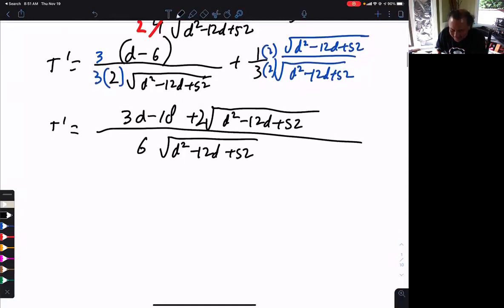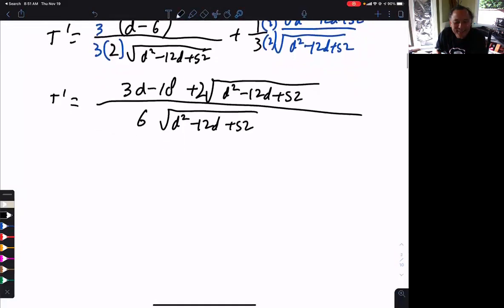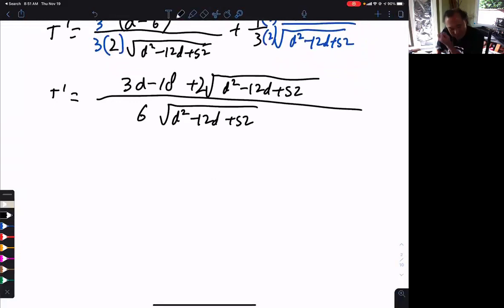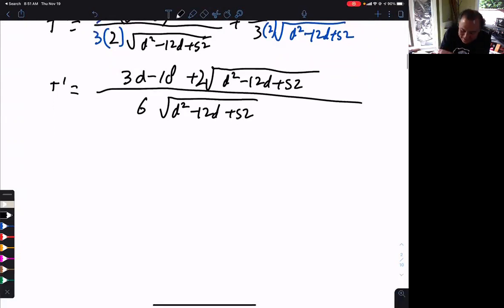Okay, this is getting crazy. Are you ready for this craziness? Okay, what is a critical point? When the numerator is 0, the derivative is 0, so that's a critical point. So let's set this numerator equal to 0. I hope this answer comes out right, because this is a lot of work.